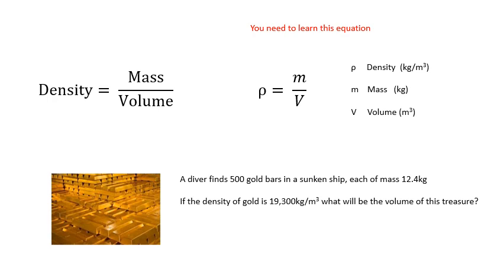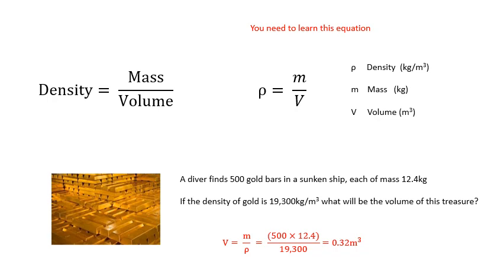Okay, here's an example for you to have a go at. A diver finds 500 gold bars in a sunken ship, each of mass 12.4 kilograms. If the density of gold is 9,300 kilograms per meter cubed, what will be the volume of his treasure? Well, pause the video, pen, paper, calculator, have a go yourself. I'm going to show you the answer in 3, 2, 1.